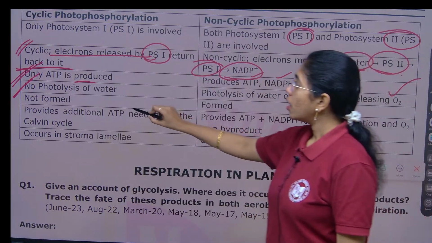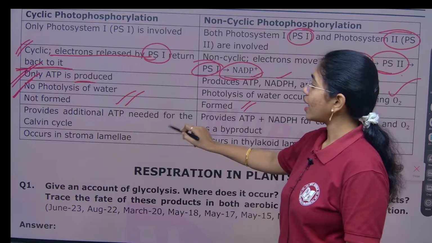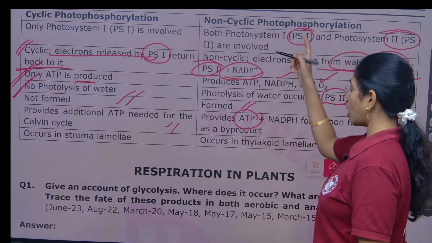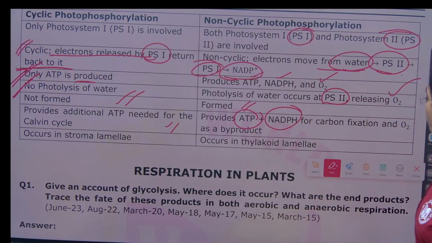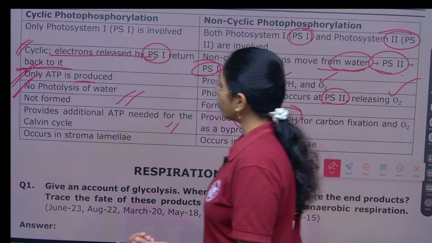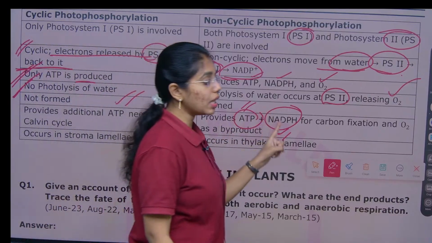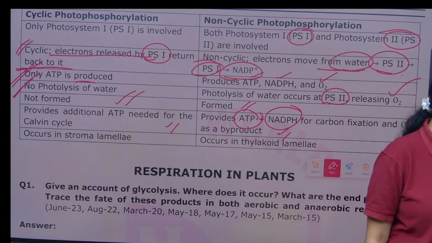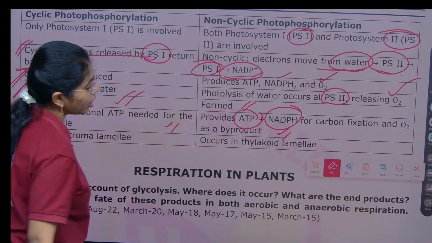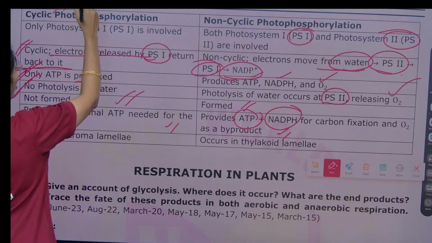In cyclic, oxygen is not formed, and this provides additional ATP that is needed for the Calvin cycle. In non-cyclic, both ATP and NADPH are provided for carbon fixation, and oxygen is also released as a byproduct. One more point you can highlight is that cyclic photophosphorylation happens mostly in anoxygenic photosynthesis, while non-cyclic happens in oxygenic photosynthesis.